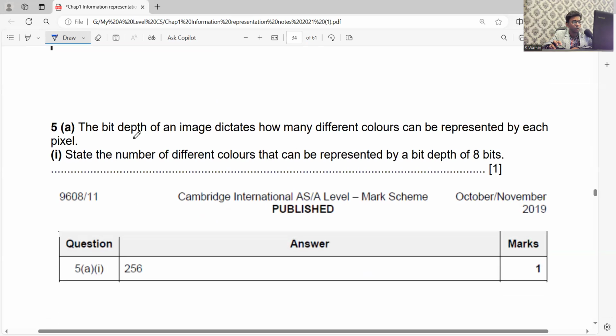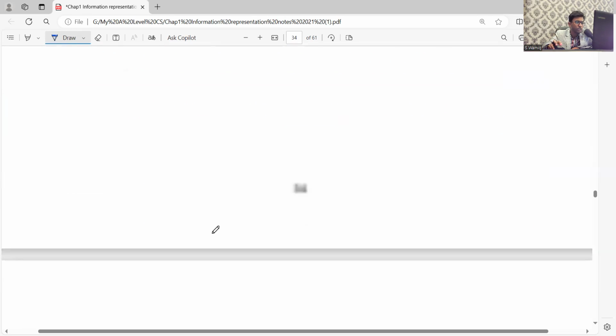So here is another question. It says that the bit depth of an image dictates how many different colors can be represented by each pixel. State the number of different colors that can be represented by a bit depth of 8 bits. So again, you have to use the same formula, 2 to the power 8. 2 to the power 8 is 256, and that is going to be your answer for this question.